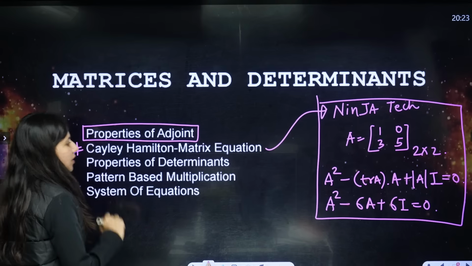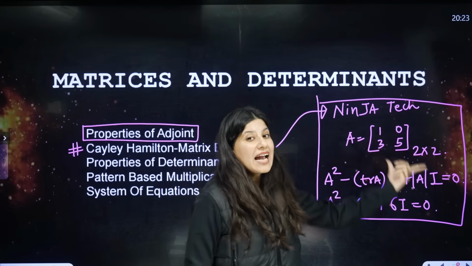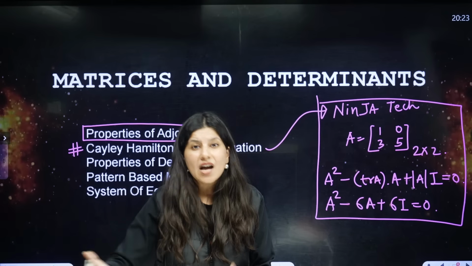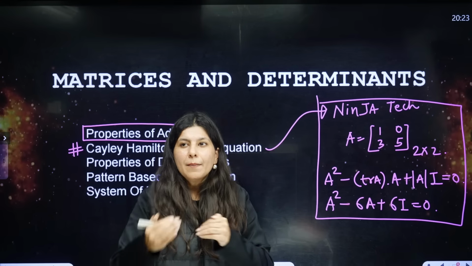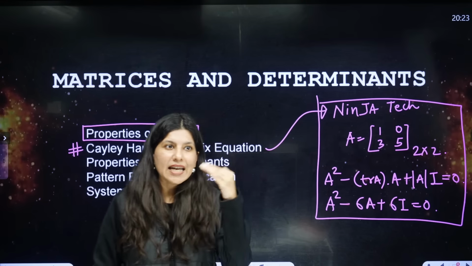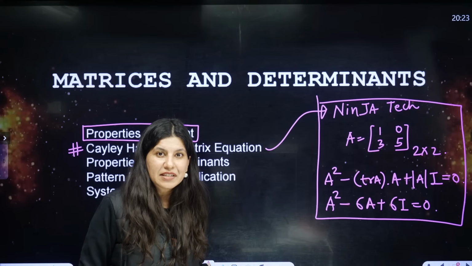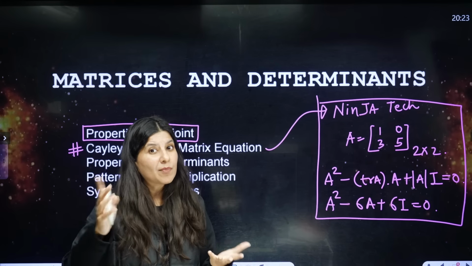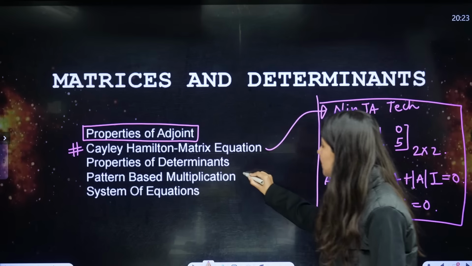Okay. Then pattern based multiplication, what does that mean? Suppose they will give you a matrix A and they will ask you A power 50. How will you actually find A power 50? By multiplying continuously and observing some pattern in A square, A cube, A power 4, 5, 6, 7, and eventually you can write A power 50 or A power 100, whatever they want. So this is pattern based multiplication.